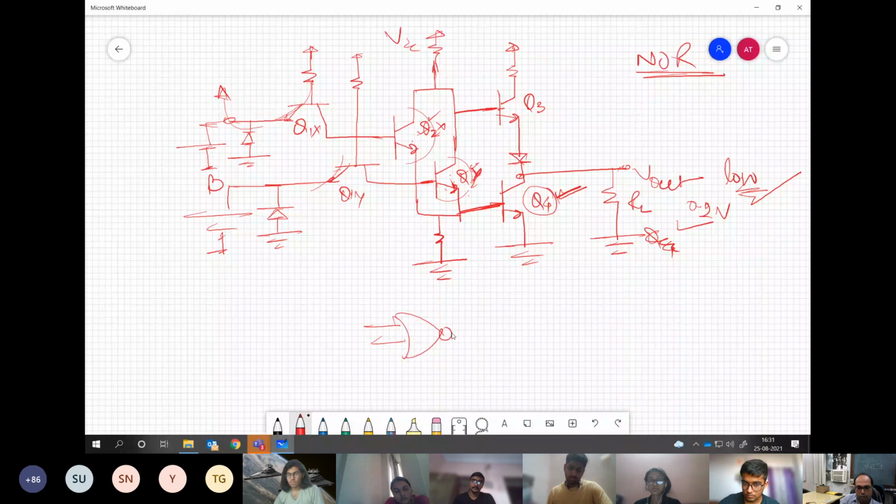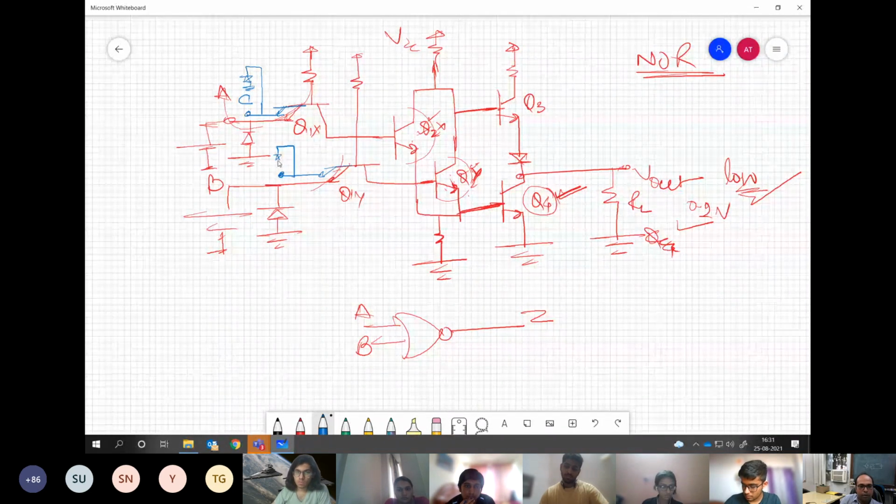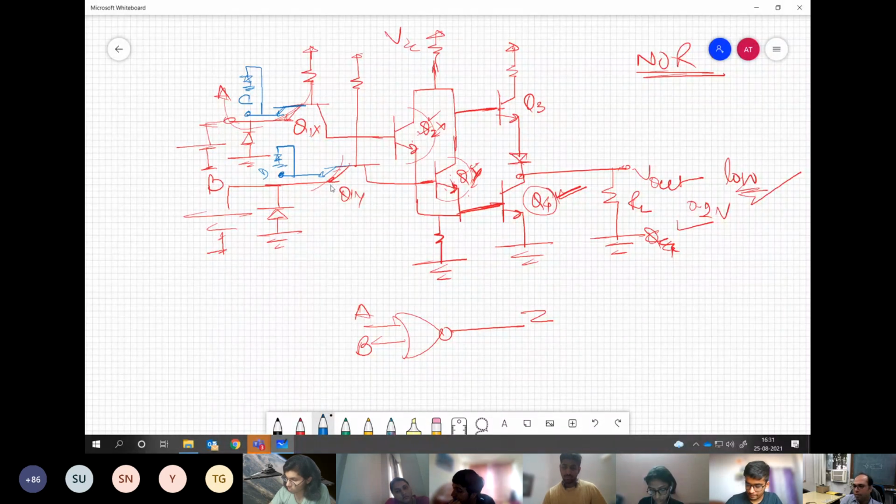So in terms of gate, we can make it like this, isn't it? This is fine. Now assume that if I extend another, because all these are special transistors, right? So if I extend one more input over here, let's say C over here, and some input D over here. You are understanding what I have done? I have added one input to this Q1X and another input at Q1Y. Now what will happen to this circuit?